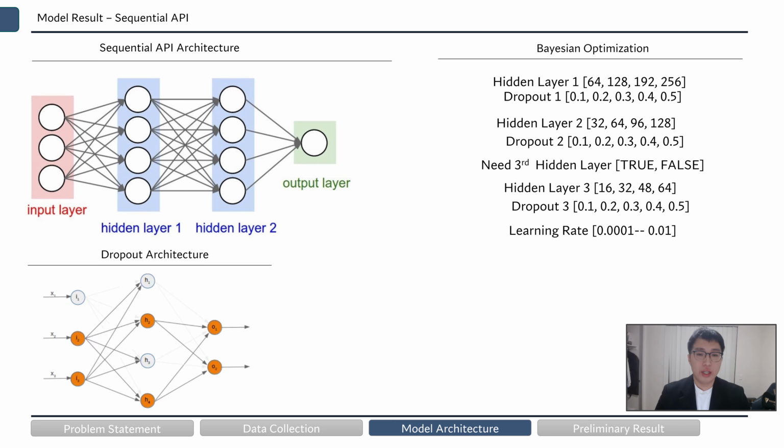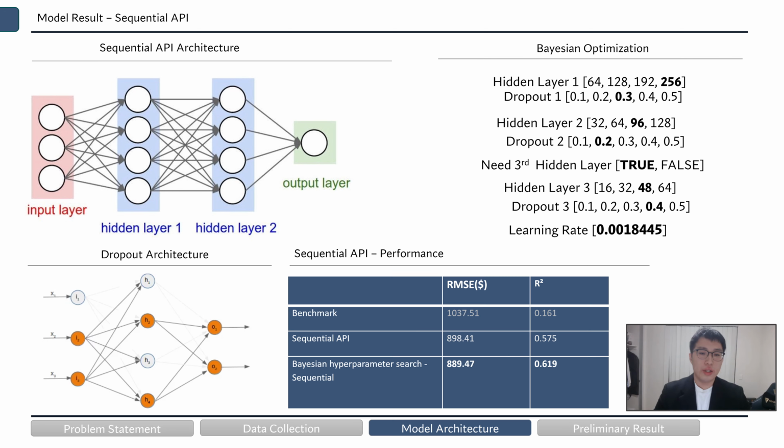Using Bayesian optimization, we systematically explore the layer sizes, dropout rates, and learning rates. The search converged on a 3-layer configuration. The first hidden layer contains 256 neurons with a 30% dropout rate, the second has 96 neurons and a 20% dropout rate, and the third uses 48 neurons with 40% dropout, and an initial learning rate of 1.84 times 10 to the negative 4. In testing, this tuned sequential model achieved a root mean square error of $889, improving on the untuned $898, and explained 61.9% of the variance compared to the untuned 57.5%.